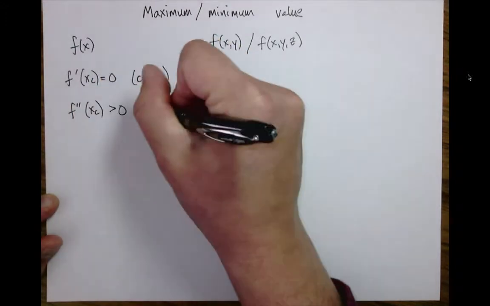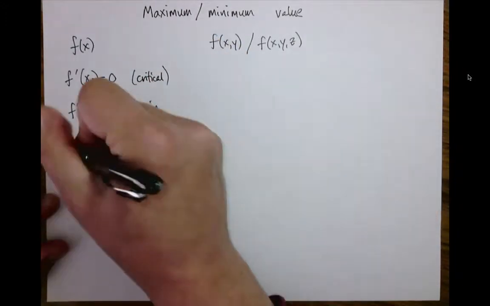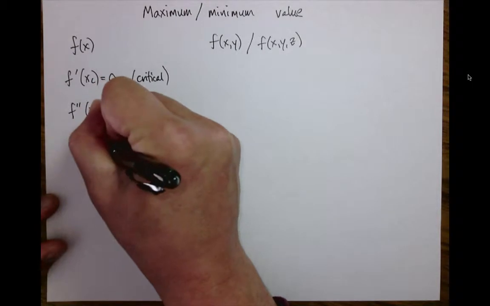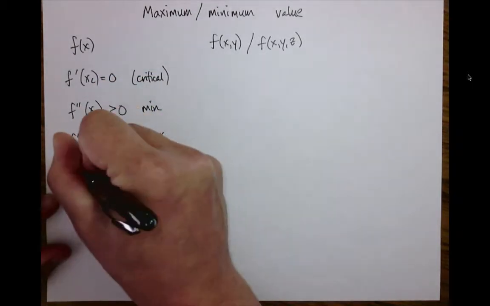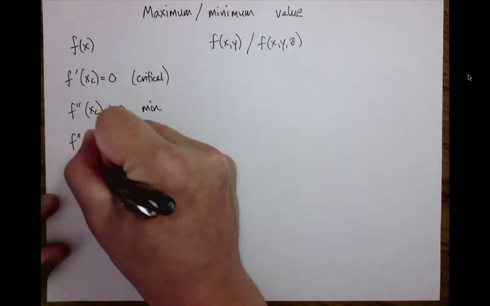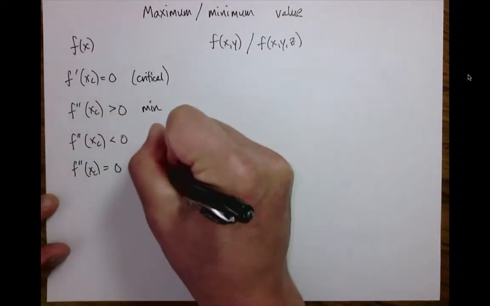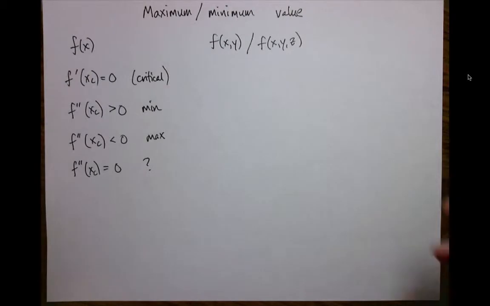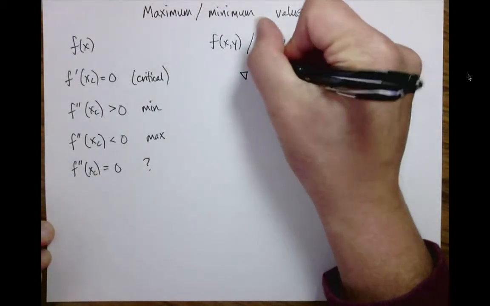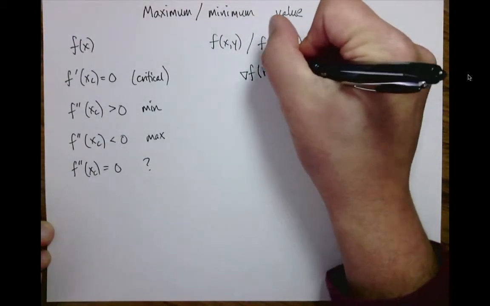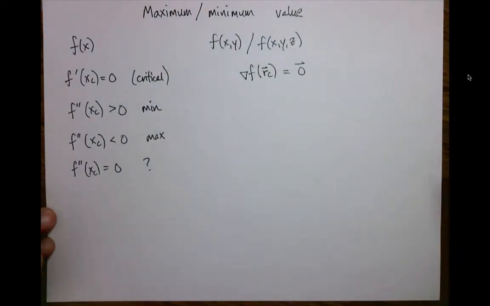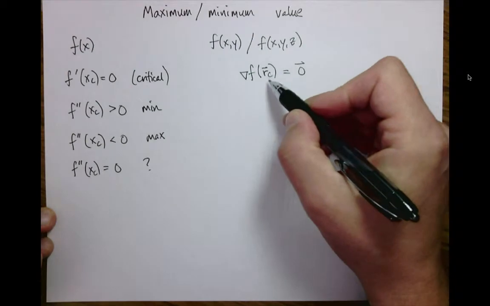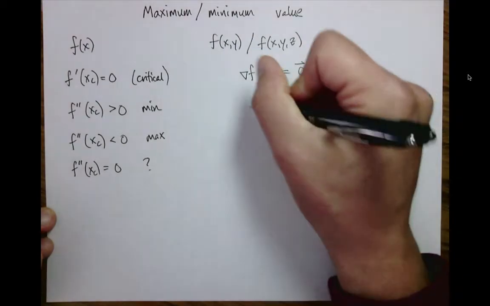If the second derivative was positive at the critical point, you had a min. If it was negative, you had a maximum. And if it was 0, well, it could be anything. Okay, now for functions of more than one variable, we're looking for the gradient to be 0. So r sub c is a critical point in space.